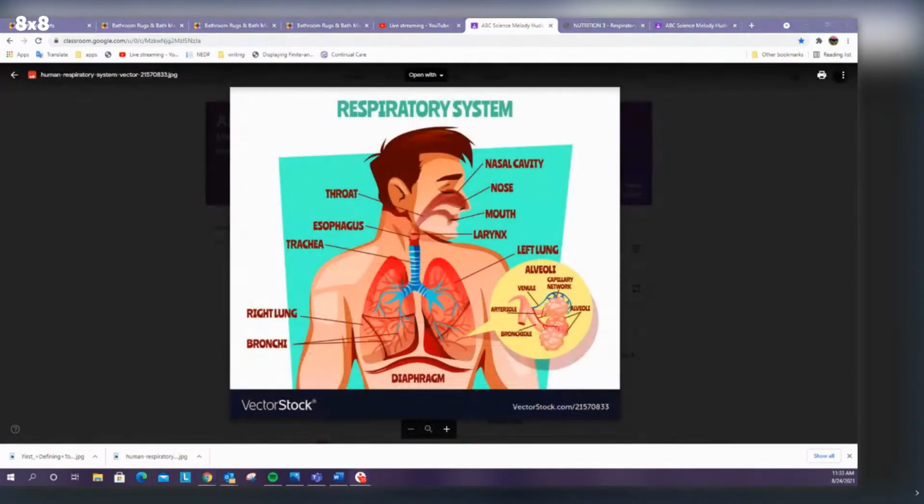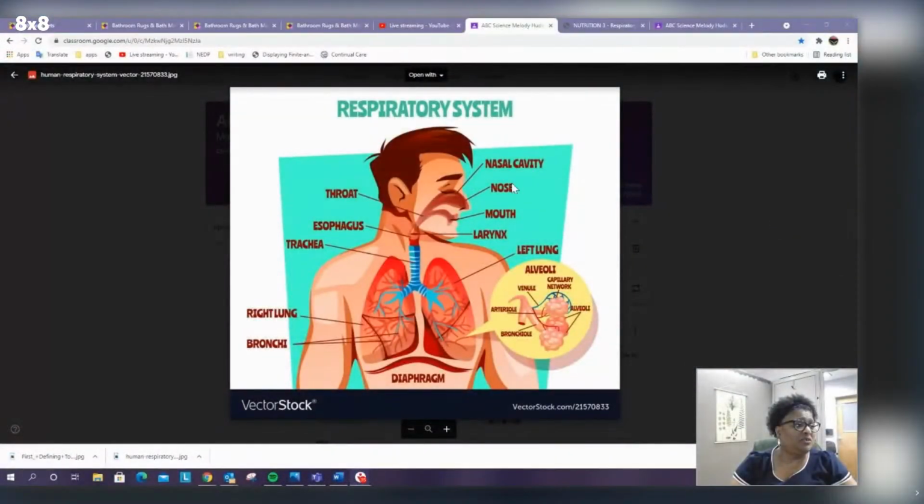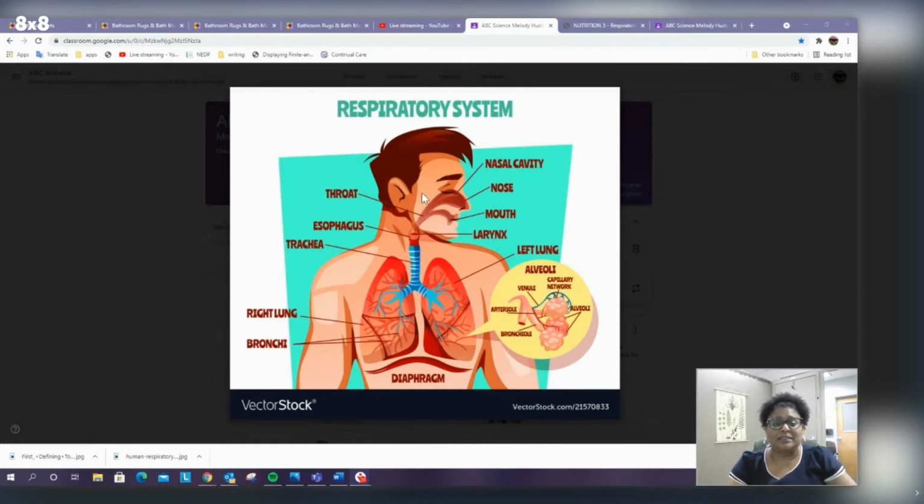And this is the respiratory system, which begins with the nose and ends in the diaphragm. So we're going to need to know about all of these little parts: the alveoli, the throat, esophagus, trachea, larynx, the mouth, the nasal cavity. All of that is involved in our respiratory system, as well as the bronchi.